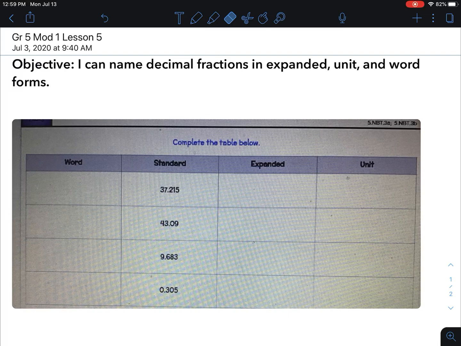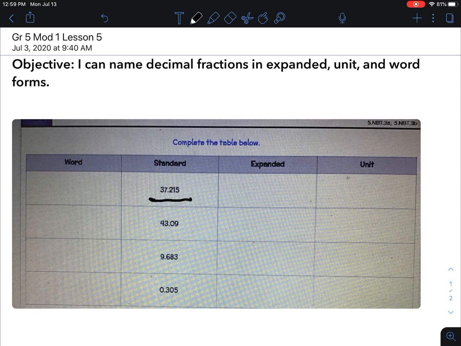The objective for this lesson is I can name decimal fractions in expanded, unit, and word forms. So in this lesson, we're just taking numbers that are in standard form, and we are going to write them in word form, which you did all last year, expanded form, which you did, and then unit form, which is the one that might be a little different. But I'm going to show you how to do the first two and then have you do the last two. All right, here we go.